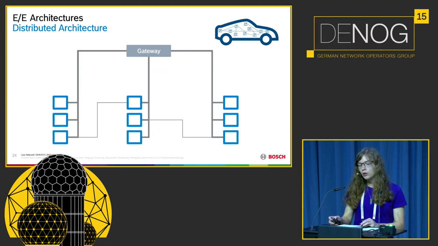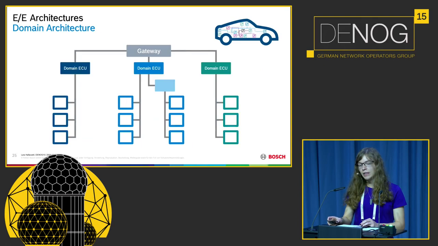When the networks grew more complex and you had more ECUs that needed more communication between them, at some point you needed to structure the network better. So the domain architecture came up. In the domain architecture, you grouped ECUs by their function. And you add some additional ECUs, domain ECUs, where you can centralize some functions.